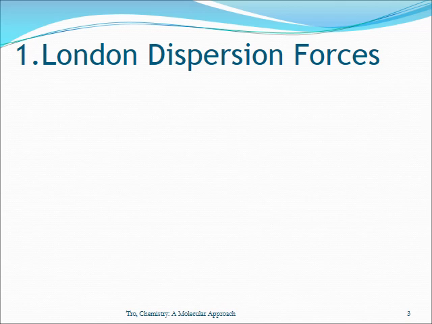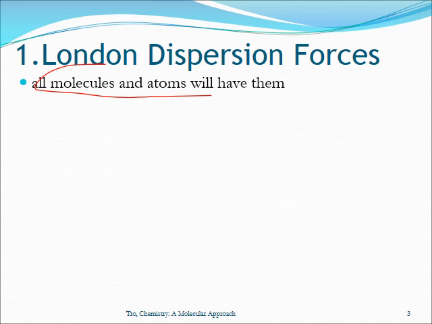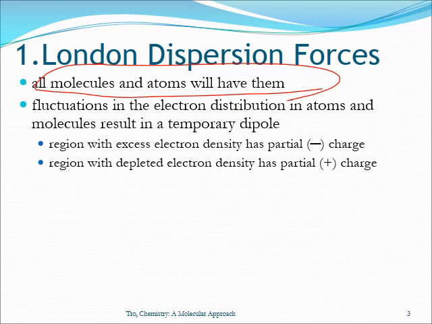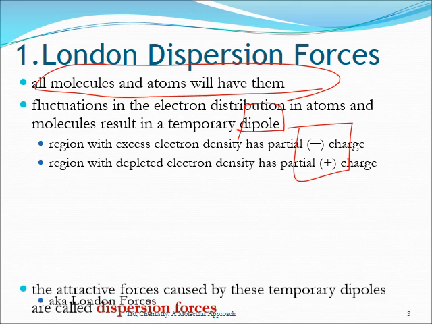So the first one, again, is called London dispersion. And again, all molecules and atoms will have them, every one of them. And so with this, we're always looking to see, is there a distribution of some sort of dipole, and a dipole means some sort of positive or negative charge. Is there some sort of region that has that? And if it does, then that's going to make a bigger London dispersion.